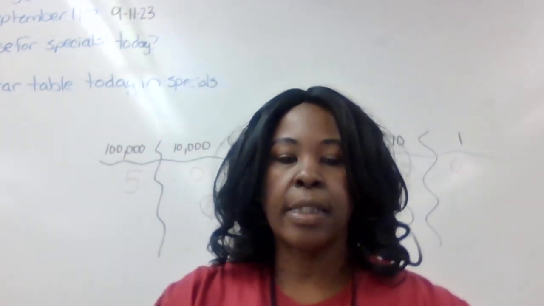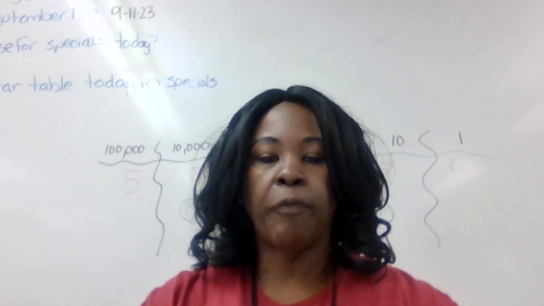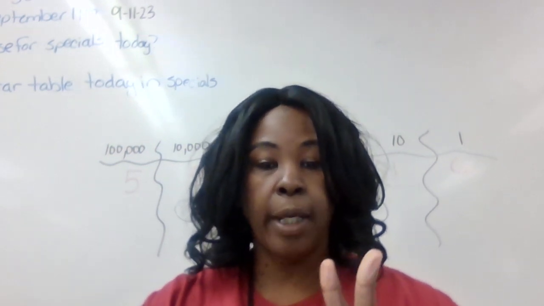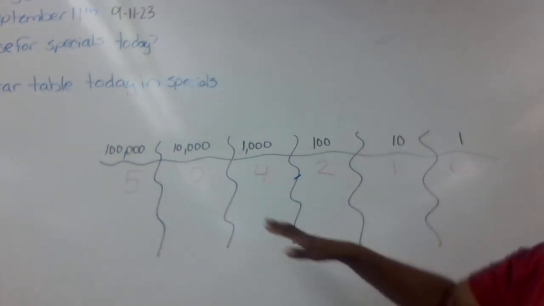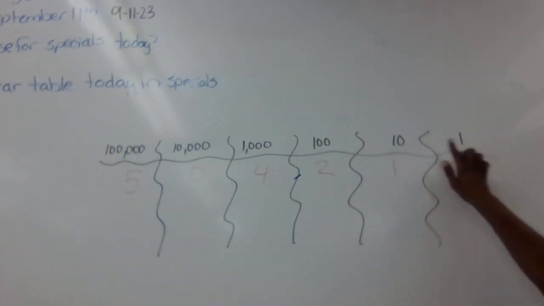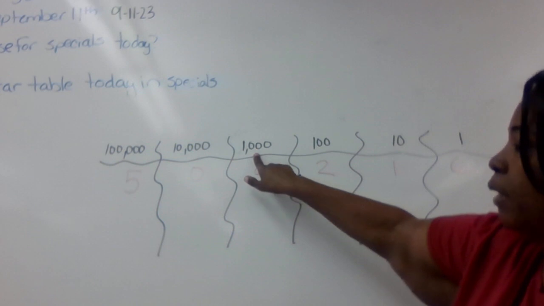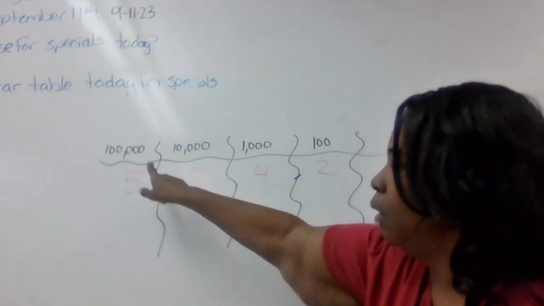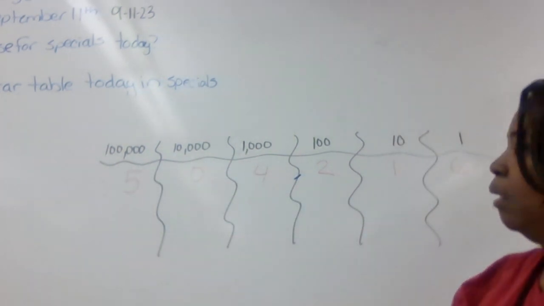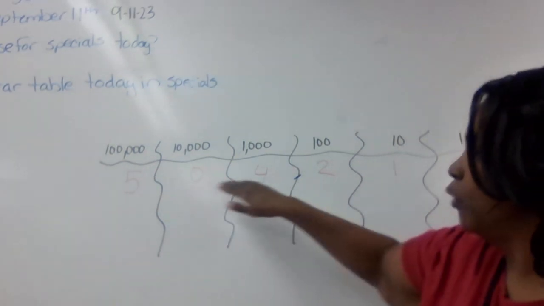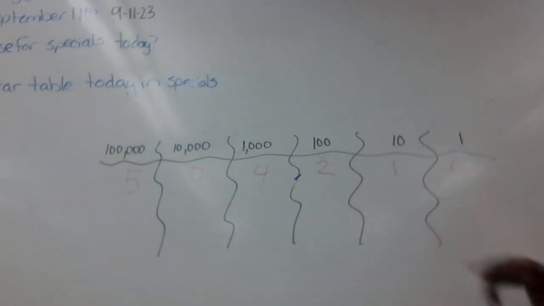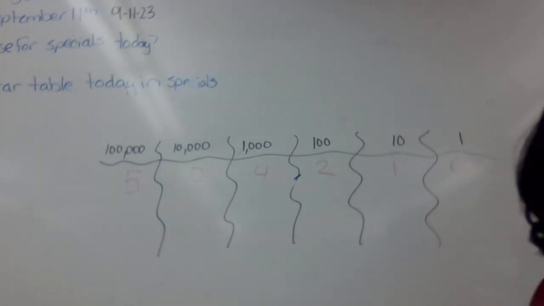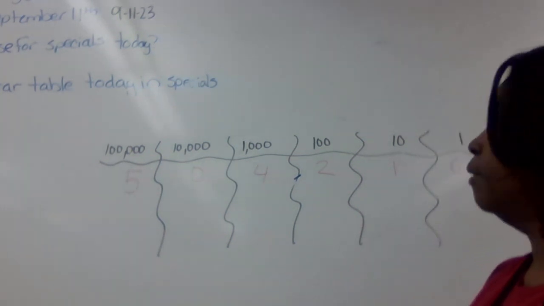Great day. Today's lesson is we're finding the expanded form two different ways. And we're going to use it with the place value chart. So on our place value chart, we have ones, tens, 100, 1,000, 10,000, 100,000. And so my number is 504,216. And we're going to turn that into expanded form two different ways.